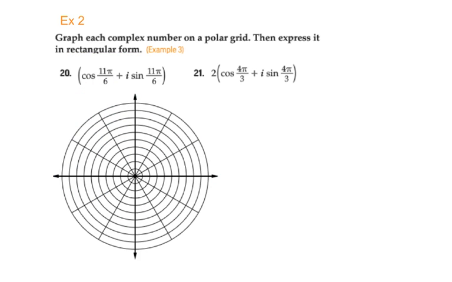Now let's go to 21. First of all, we need to graph this complex number on this polar grid. From the given information, we know that r equals 2 and theta equals 4 pi over 3. First of all, we will find 4 pi over 3. It's here. Then get r equals 2. It will be this point.